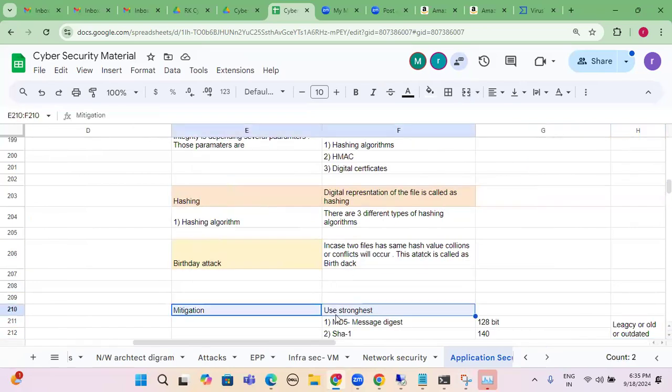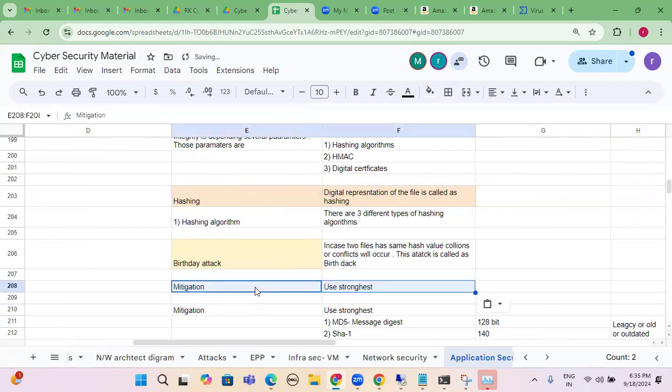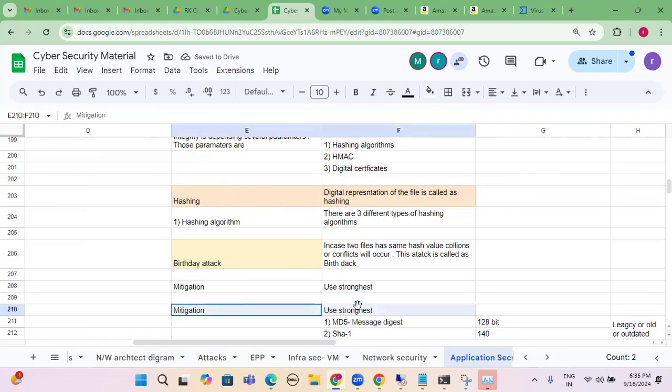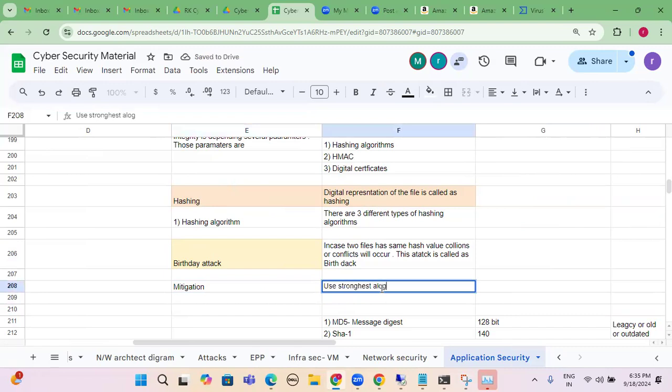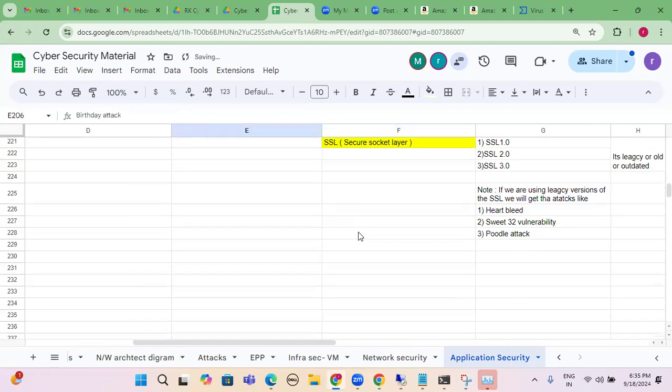So in the entire conversation we discussed in this class, all these topics are very, very important, guys. So attacks I can provide later. Next one is the TLS versions.